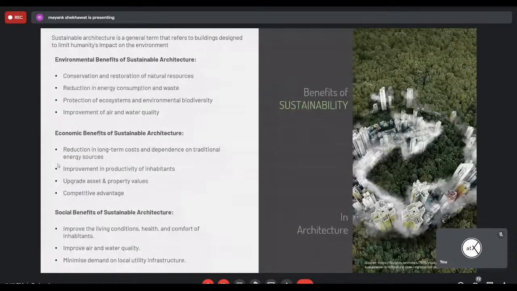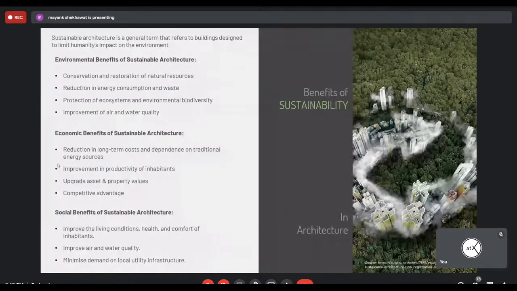So sustainable architecture is a general term that refers to buildings designed to limit the impact that humans have on the environment. It's an eco-friendly approach to modern day building and includes every aspect of the planning and construction process, including the choice of materials, the design and implementation of heating, cooling, plumbing, waste and ventilation systems, and the integration of the built environment with nature, but also how it sits within its context. That's very important when we talk about sustainability.